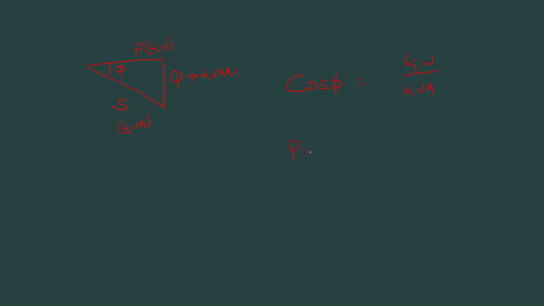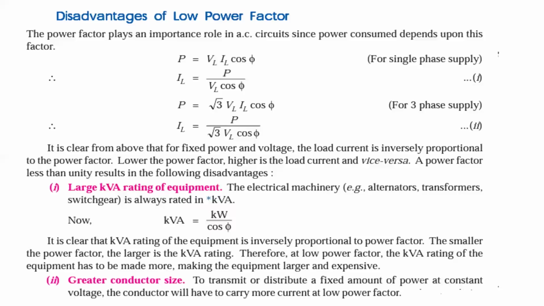Or else, what's the value of power here? P equals VI cos phi. From that, can you evaluate the value of I? It's obviously P divided by V cos phi. Remember that current and power factor are inversely related, and cos phi is inversely related to S. Remember these two lines. If the value of cos phi is low, there is an increase in which thing? kVA, from this equation. If the value of cos phi is low, there is also an increase in the current. These are the disadvantages of having a low power factor.